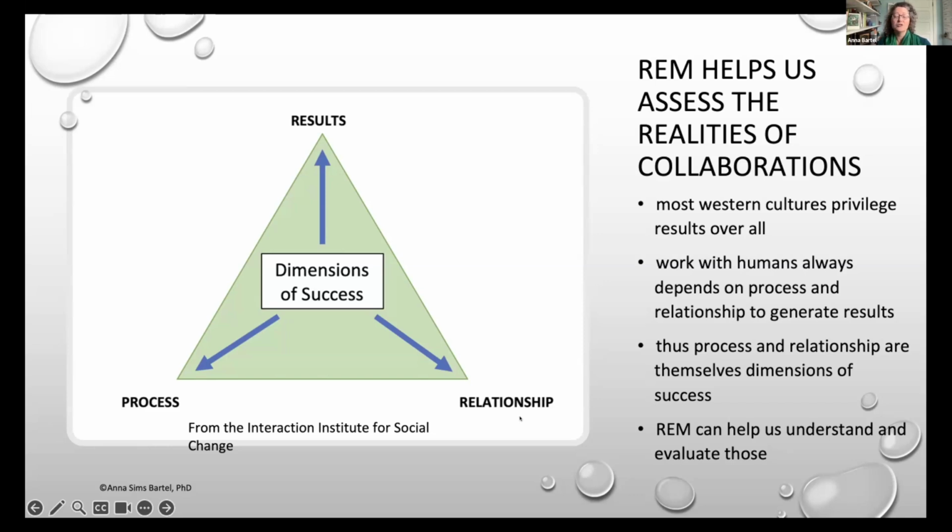Work with human beings always depends on process and on relationship to help us generate results. This also means that process and relationship are themselves essential dimensions of success. And ripple effects mapping can help us understand and evaluate those. From my own work, I can give you an example.